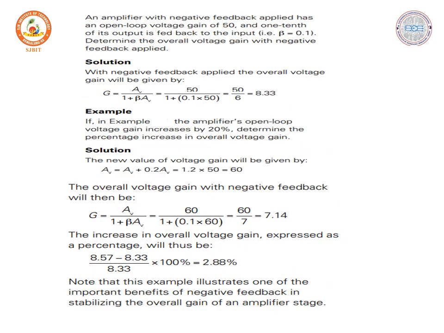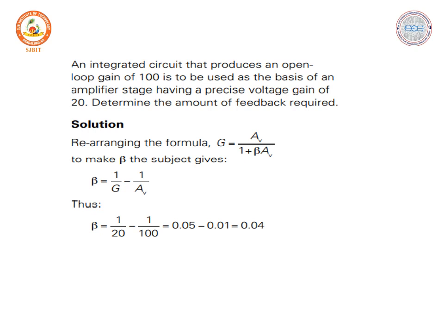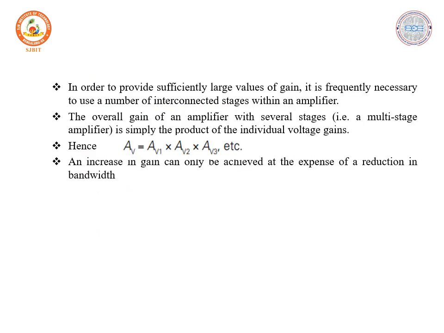This is the example. When you consider voltage gain is 50 and feedback ratio beta is 0.1, when you substitute this in the formula G is equal to AV divided by 1 plus beta AV, you are going to get an overall gain of 8.33. This is another example. The overall gain is 20, voltage gain is 100, and the feedback ratio needs to be found out. So feedback ratio is 0.04.